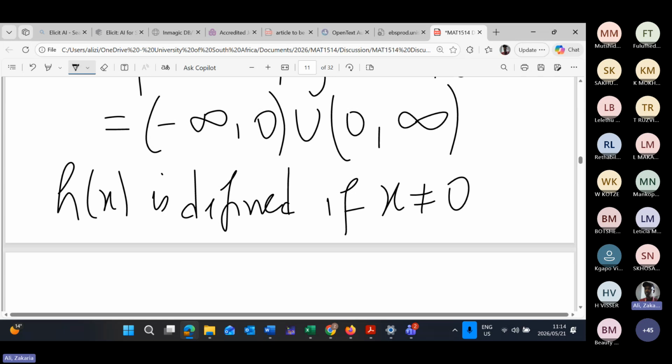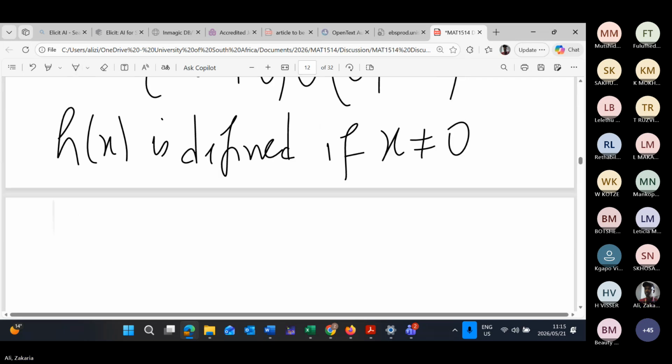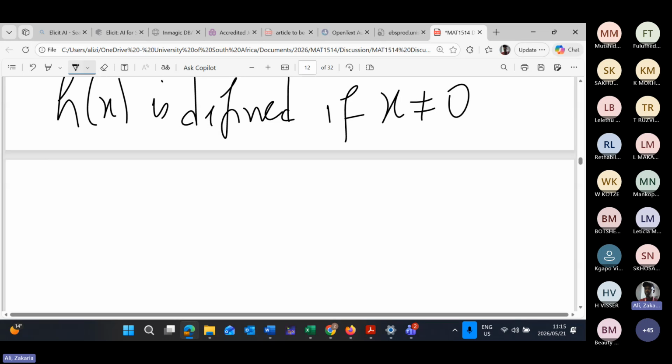Or you say for all real numbers, but x is different from 0. The moment you write it like this, it's already known that it's all real numbers excluding 0, because of that division. Now we're going to move slightly different. I'm going to take a different example now.